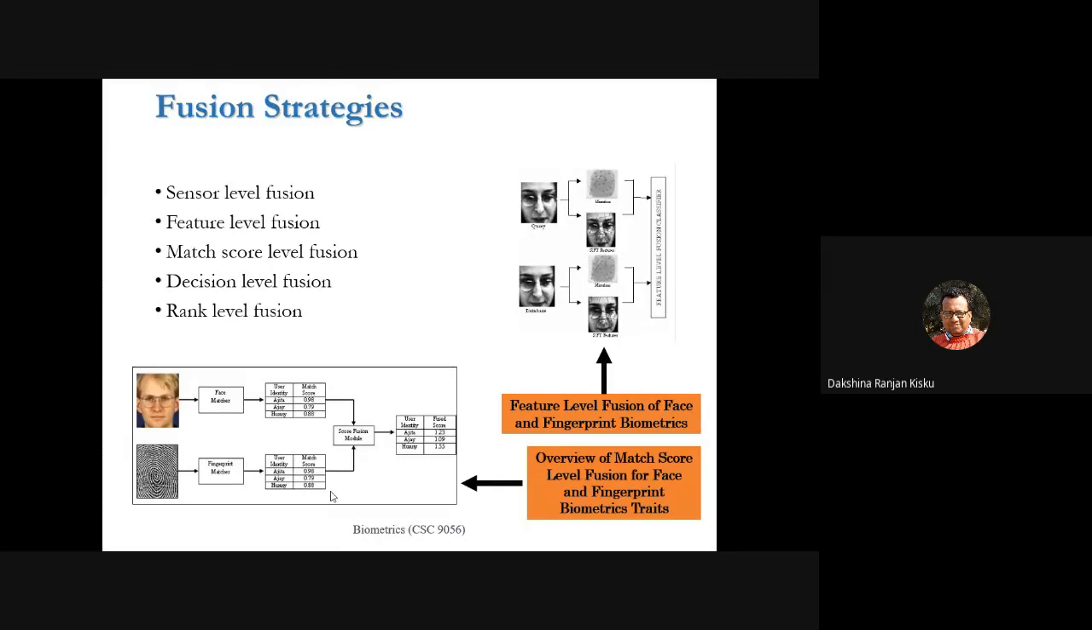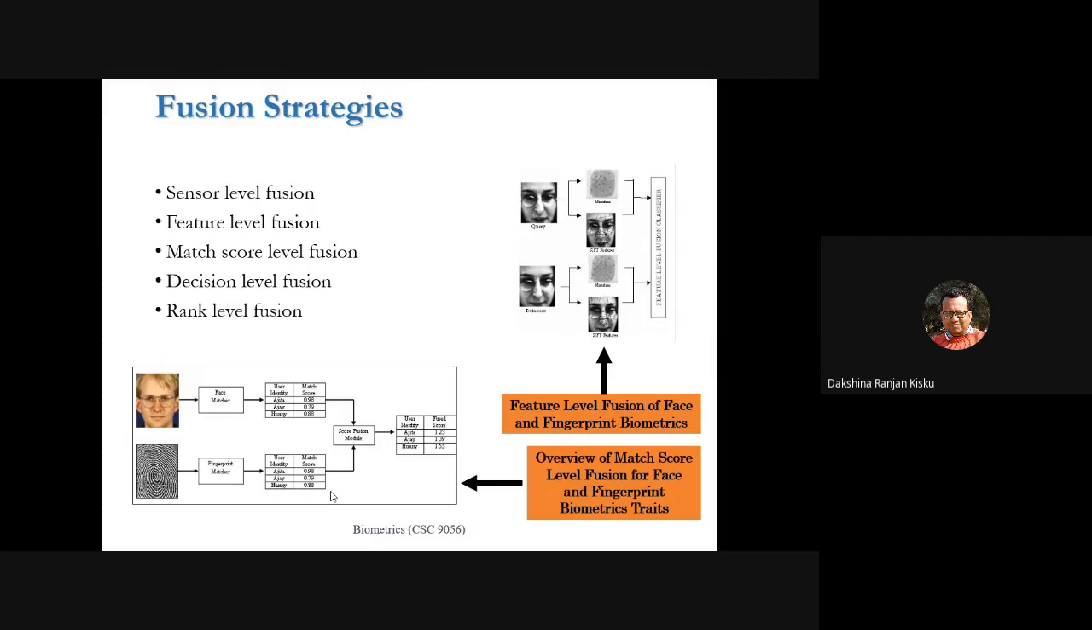As I already discussed, these are the different fusion strategies. Here you can see one such fusion strategy is score level fusion. Another is feature level fusion of face and fingerprint biometrics. Here you can see the user identity is written for the face matcher and for the fingerprint matcher, and the corresponding match score is obtained from each. Then we go for the score fusion module. That means we go for score level fusion.